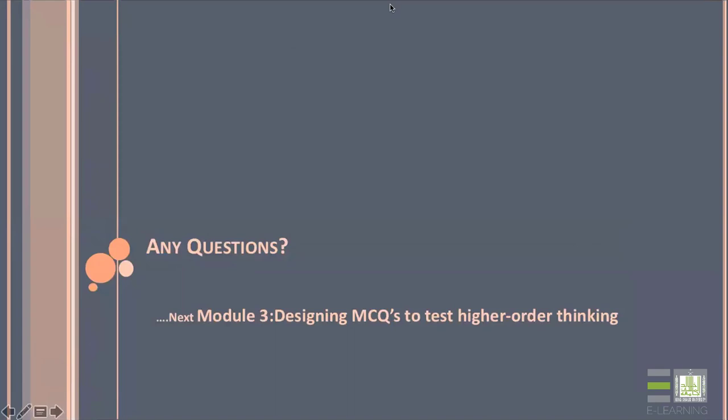Okay, so just to answer the question with regards to what about one answer, which is most appropriate? I'm not too sure what you mean about that. I would suggest having a single best answer approach, so making sure that your list of alternatives are all plausible, but there is only one best answer which correctly answers your STEM question.